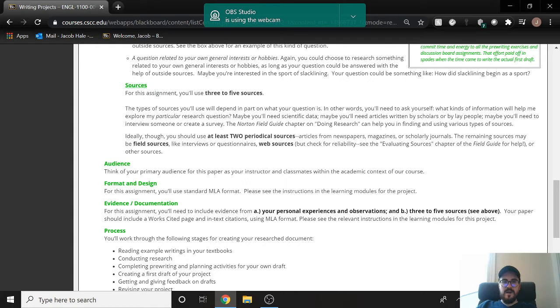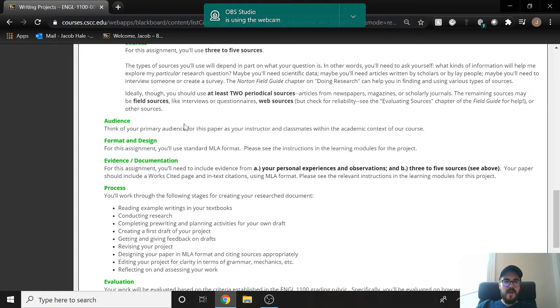So for instance here, you might need some scientific data. Maybe you'll need articles written by scholars or maybe lay people who aren't necessarily specialists in the field. You may decide that you want to interview someone or create a survey. There are lots of different ways that you can approach this assignment. And the chapter Doing Research in your textbook has some information that you could find helpful.